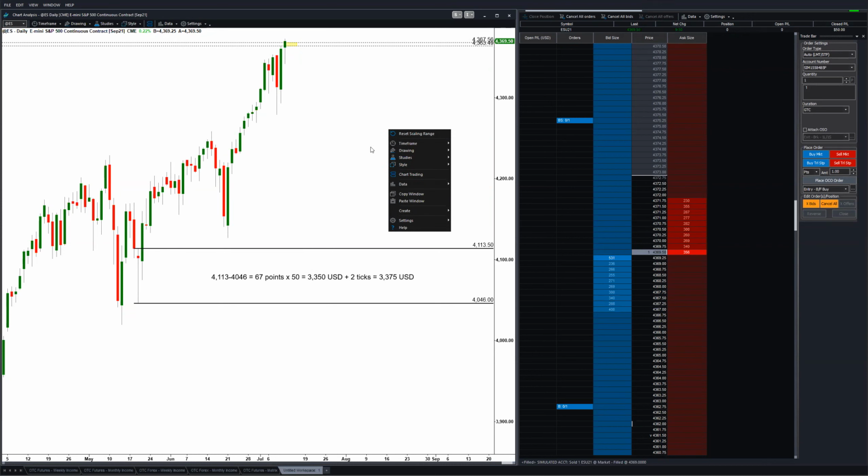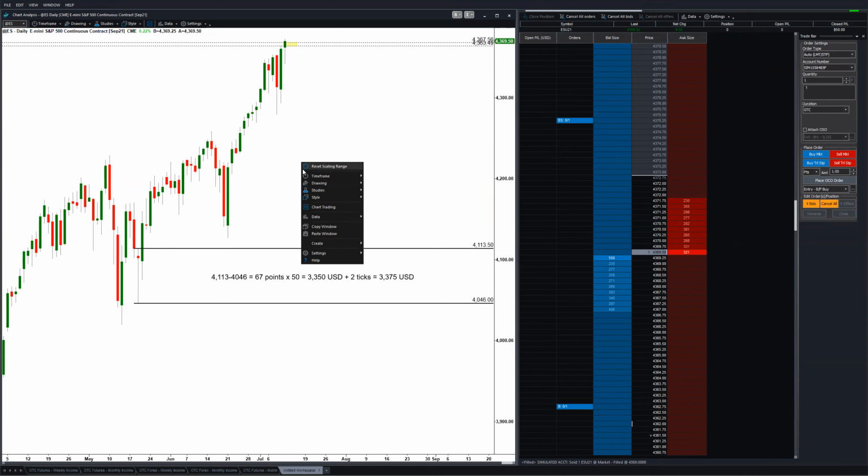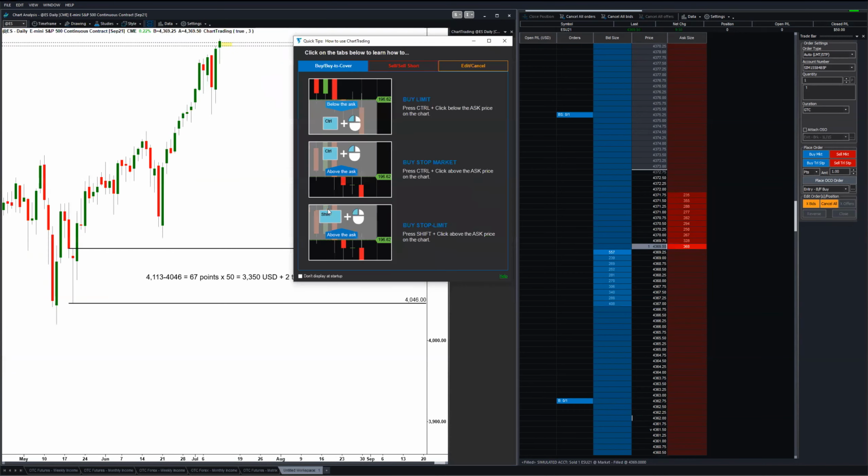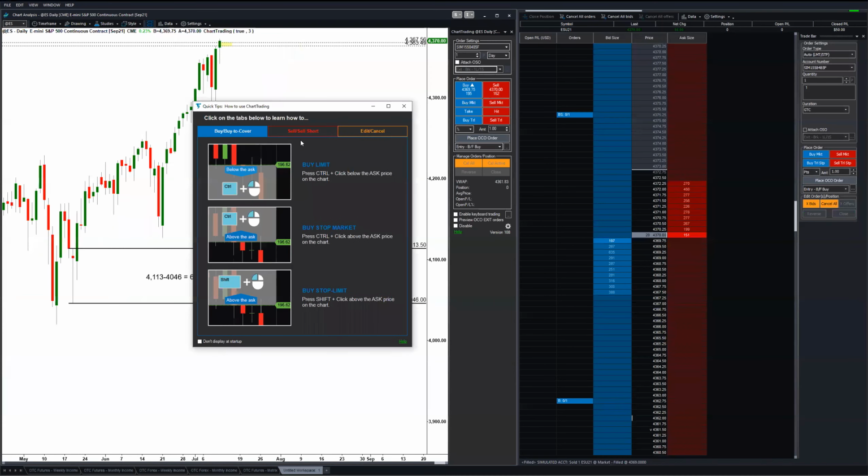So you see here, you click on the chart, right mouse click, and you go to chart trading. It opens and it tells you, don't display that at startup. Again, it asks you, we keep that for now. It tells you how to place a trade.